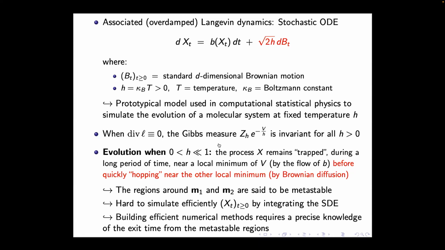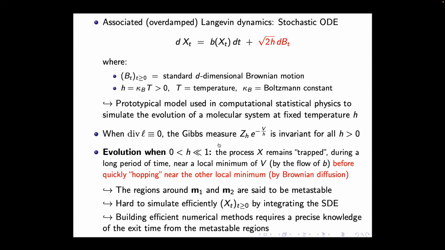So of course, when L is zero, that is when the process is gradient, and also when just the divergence of L is zero, then the Gibbs measure, which is exponential of minus V over h times the normalization constant to get a probability measure, is an invariant measure for every h positive, which means that if X_0 is distributed according to this distribution, then it remains distributed according to this measure for every positive time.